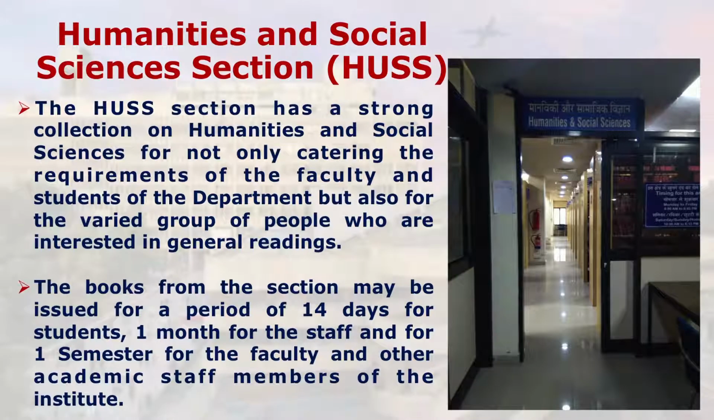Humanities and Social Science section. The library has a strong collection of humanities and social sciences which caters to the requirements of the faculty and students, and also for the varied group of people who are interested in general reading. The books from the section may be issued for a period of 14 days for students, 1 month for the staff, and 1 semester for the faculty and other academic staff members of the institution.